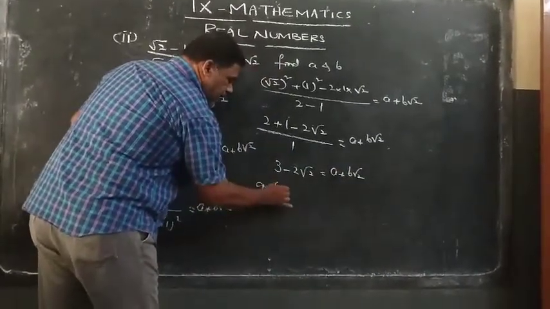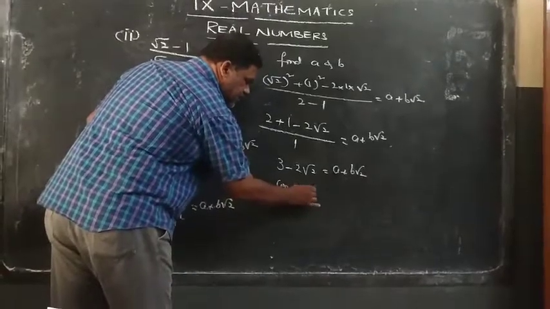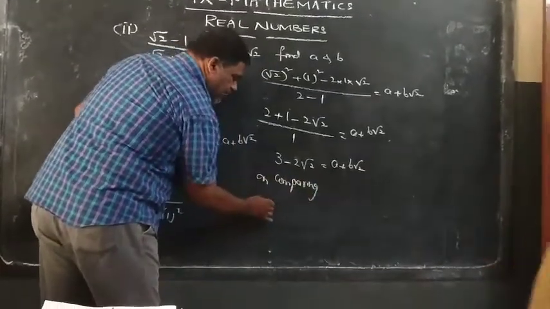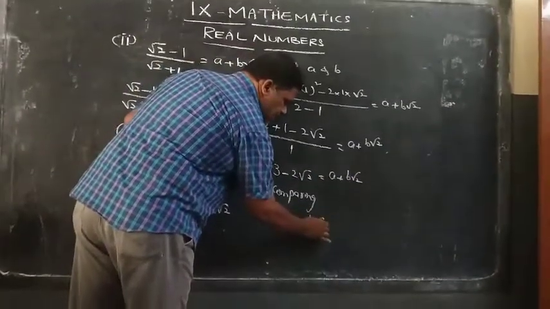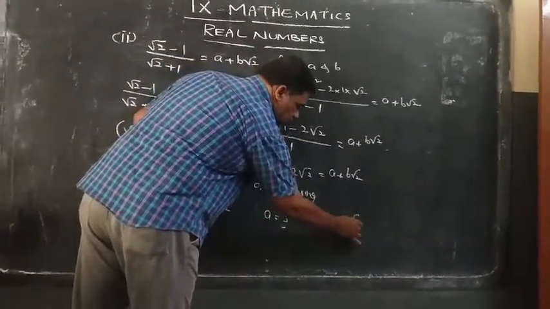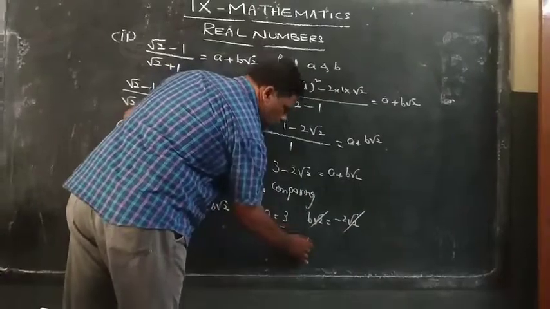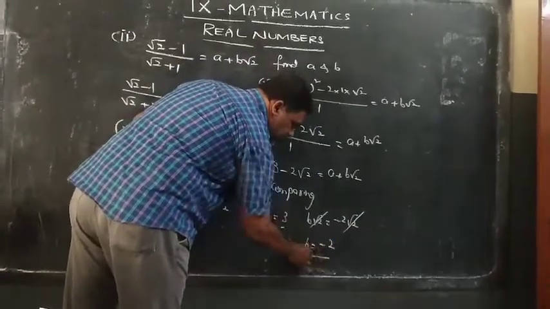Now on comparing, a value is 3. Here b root 2 is there, on the left side minus 2 root 2 is there. You can cancel root 2 root 2. So that b value is minus 2.